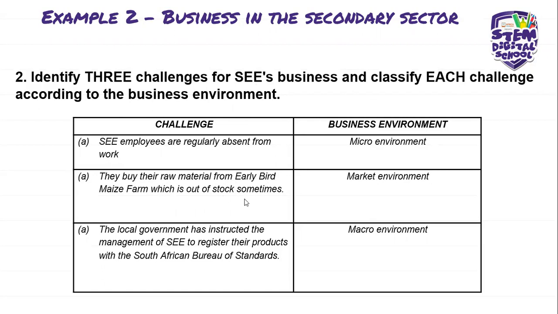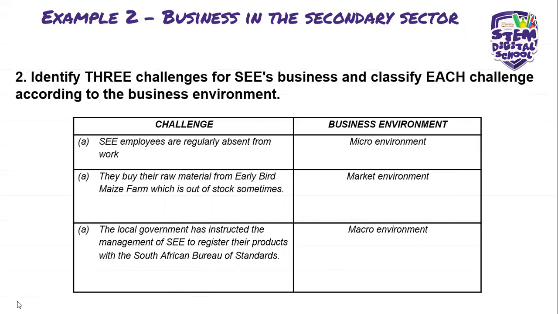So can you see now, Early Bed Maize Mill does have competitors, because if they don't get it from Early Bed Maize Mill, they can get it somewhere else. Therefore, that's a market environment. That's where they buy or get their raw material. So this one is a market environment. Then it says the local government has instructed the management of SEE to register their products with the South African Bureau of Standards. Can you see here, there's no competition in your macro environment. Macro, guys, has to do with your government and regulations. Does it make sense? So basically, guys, in each and every question, you must identify what type of sector it is. Then you must identify the challenges and their business environment.